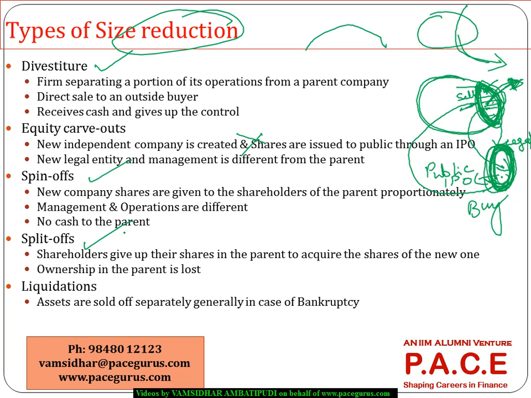And finally, one more way you can reduce the size is you sell off all the assets separately, especially in case of loss making or in case of bankruptcy. The assets of this combined firm are separated and they are sold separately to different entities, which is what is called as a liquidation process. So these are various mechanisms which companies can engage themselves into as a part of reducing their size and operations.